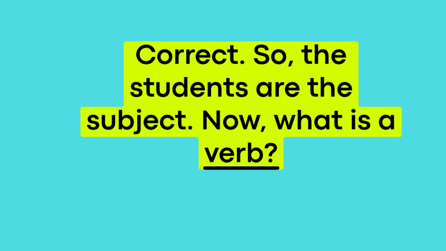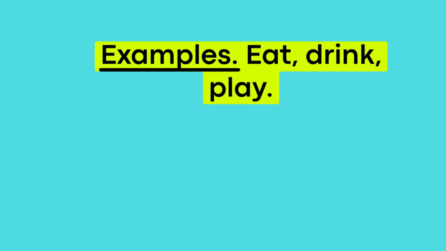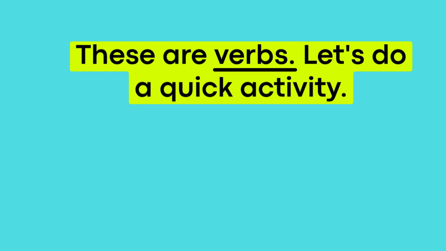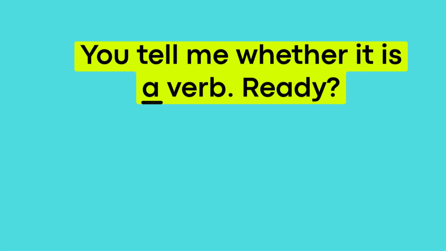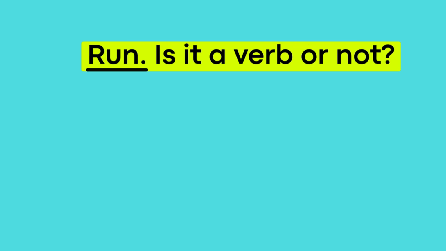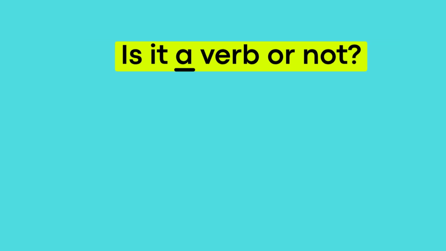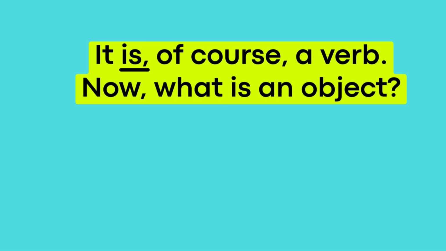Now, what is a verb? Verb is an action word. Something or somebody does. Examples: eat, drink, play, write, walk, study, sleep, run, sing, dance. These are verbs. Let's do a quick activity. I will say a word. You tell me whether it is a verb. Ready? Run. Is it a verb or not? It is a verb because it's an action word. Now, book. Is it a verb or not? That is not a verb. Study. Is it a verb or not? It is, of course, a verb.